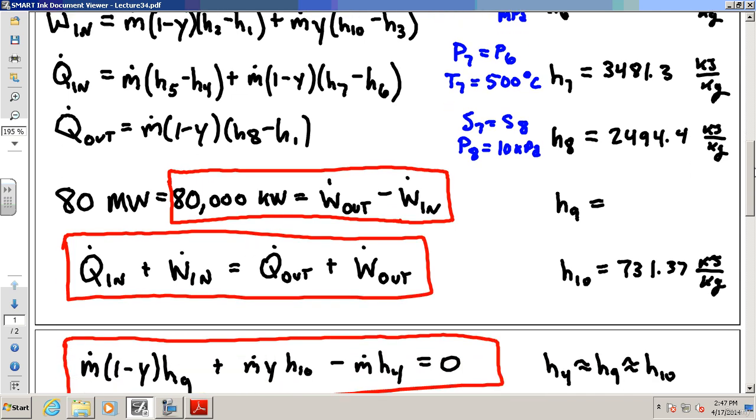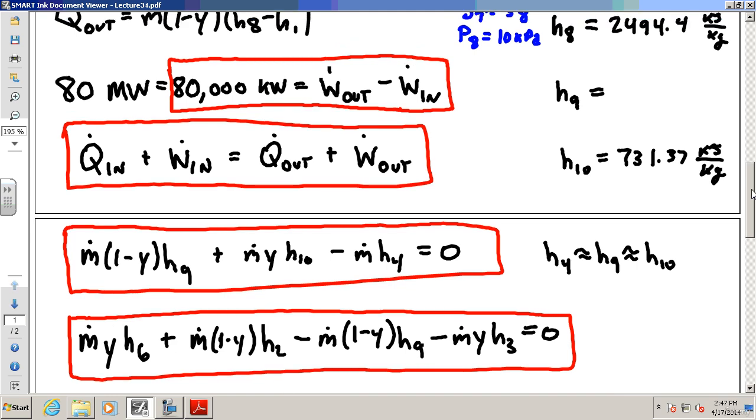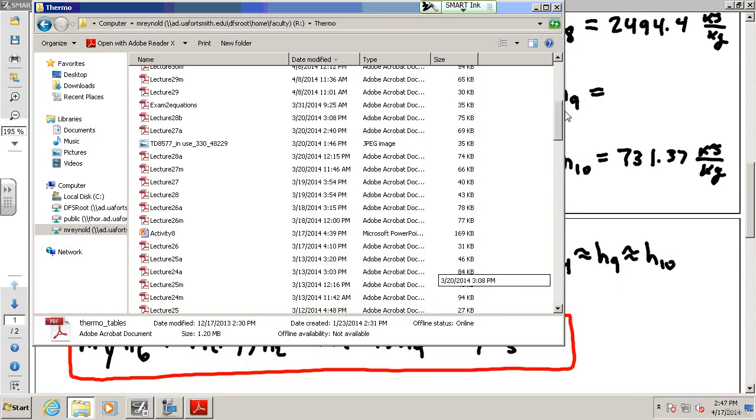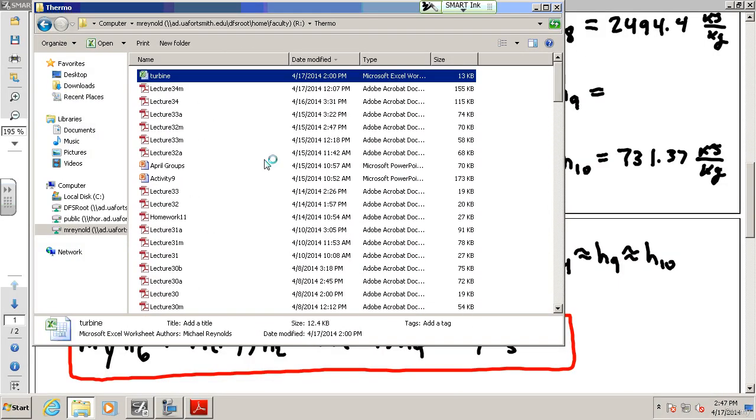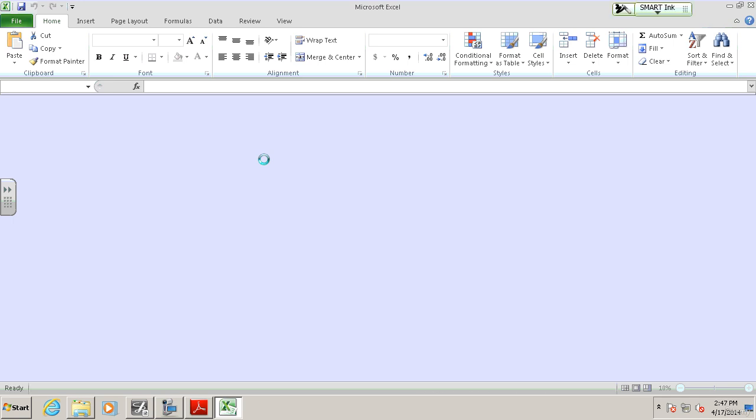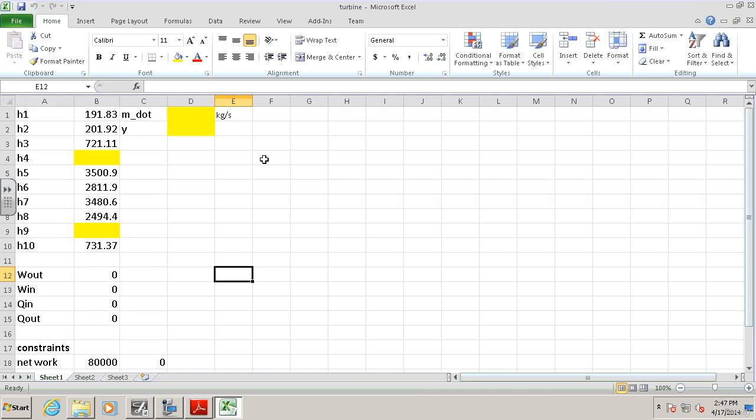Okay, so how am I going to solve this? The way to really solve this, when I looked at it all, I said, I'm going to have to go to Excel. So I pulled out Excel and made a spreadsheet. What I did on my spreadsheet is I filled in all my values for the H's, and I left the unknowns highlighted in yellow.